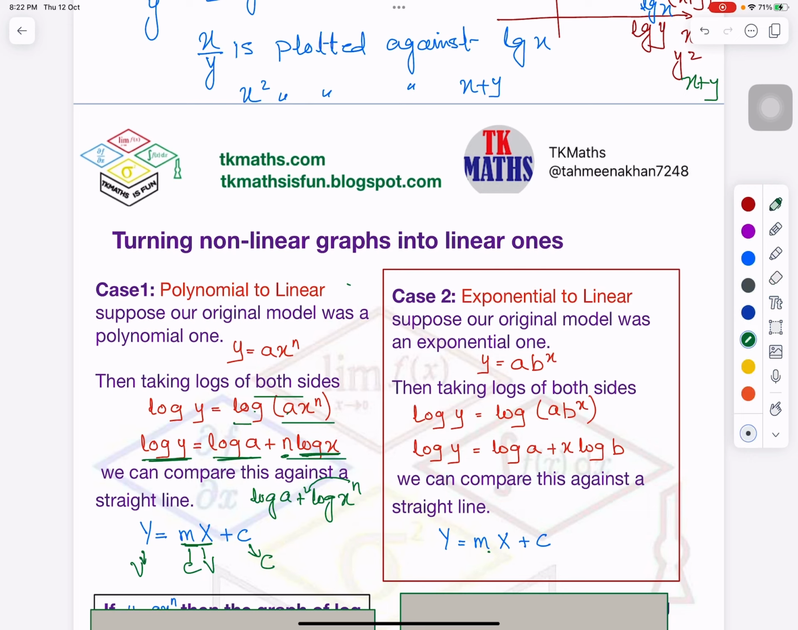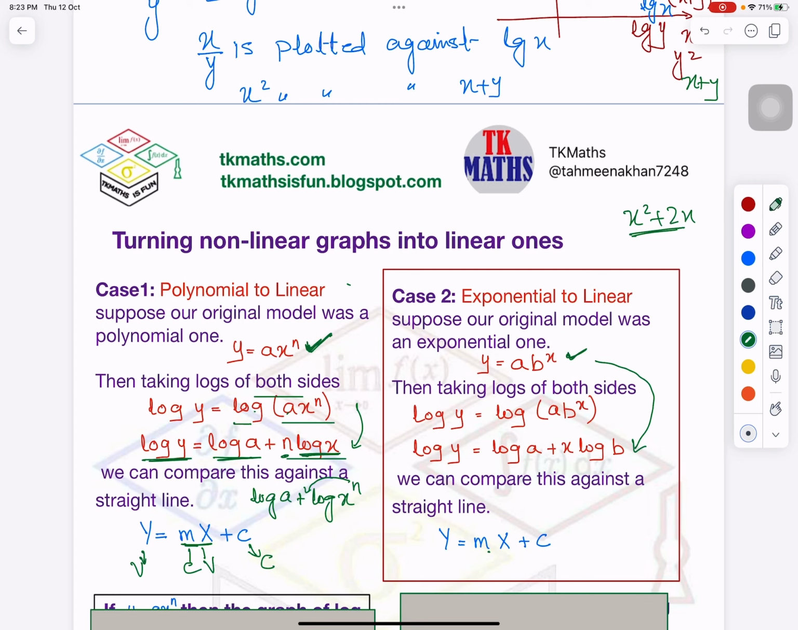See here, in this one x is in the power, and here x is not in the power, rather a constant is in the power. Just like x square plus 2x, these are polynomial. So that's why case 1 is polynomial, and we are changing it into linear form. Similarly, we will convert the exponential into linear form.